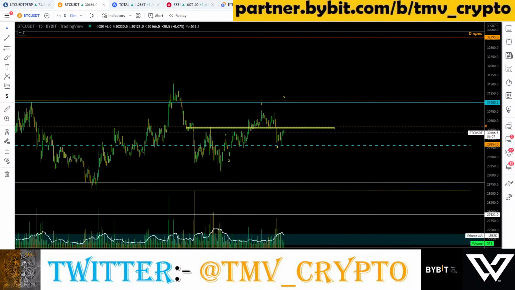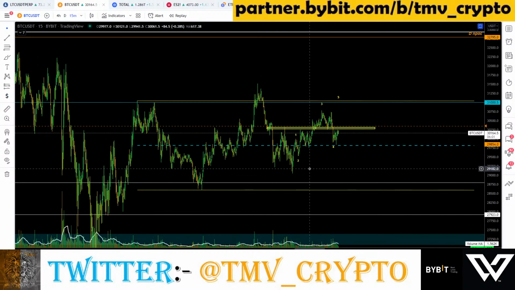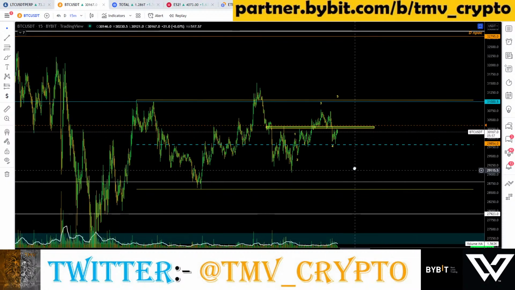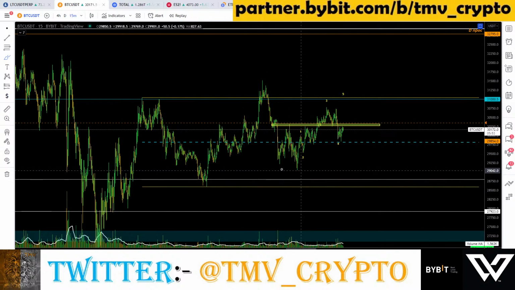So basically, guys, let's talk about the BTC. Yesterday, when we had a live stream on the Sunday of the weekend, I was mentioning that we might be looking for an irregular expanded flat on the BTC, where I did mention that I was looking for longs around this zone, around 29k to 29,150 levels.